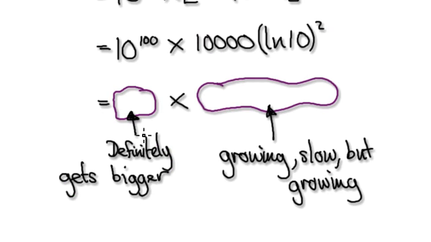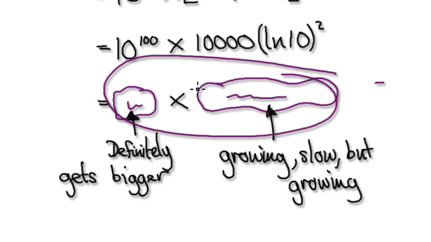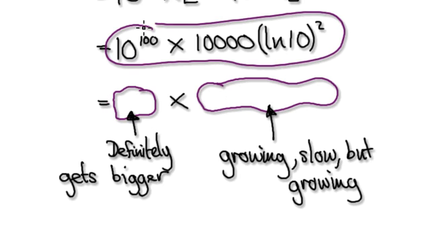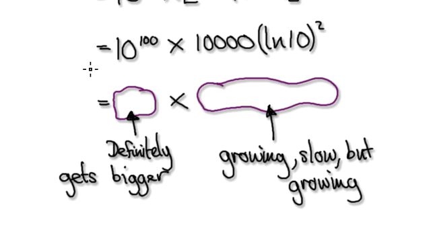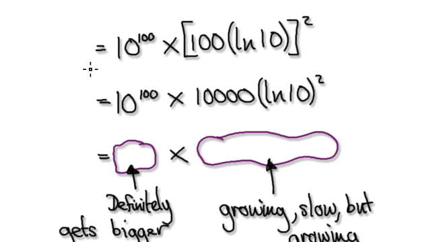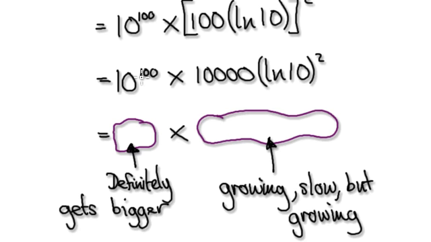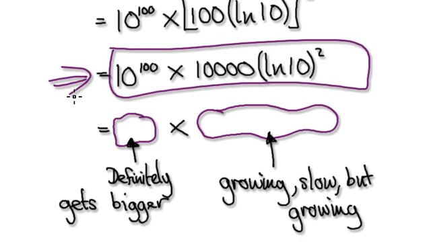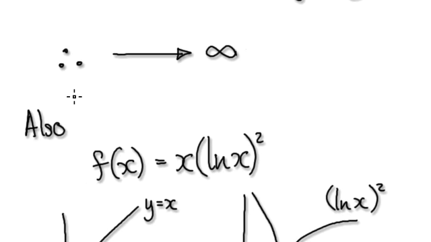So you've got something that's very big times something that's ultimately heading towards infinity. So overall, the whole thing here heads towards infinity. When you get to this stage here, you can tell that it is heading towards infinity. You may have to pause it and think about it, but when you get to this stage here, you can tell it's heading towards infinity. And also something else.